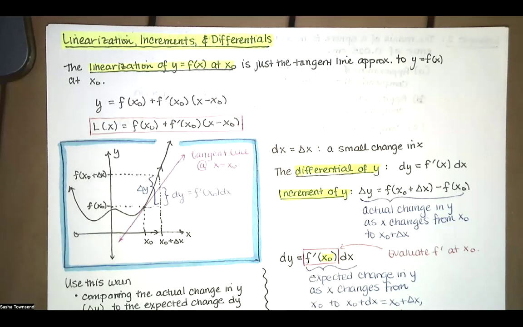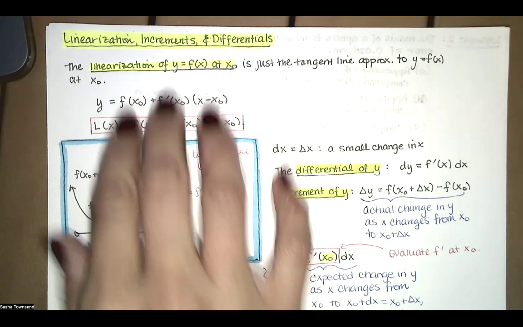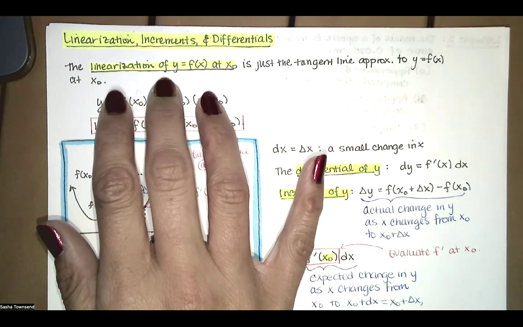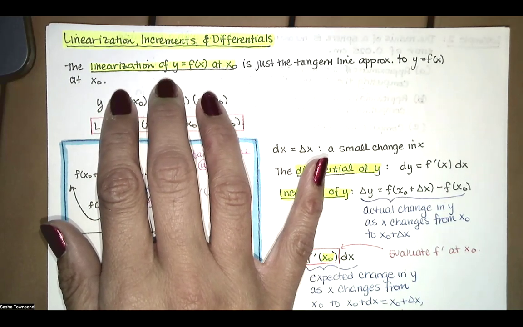In this video, we discuss linearization, increments, and differentials for functions of one variable. It's all based on this idea of using a tangent line as an approximation to the function. Sometimes we'll use this terminology, the linearization of y equals f of x at x equals x naught. It's just a tangent line.